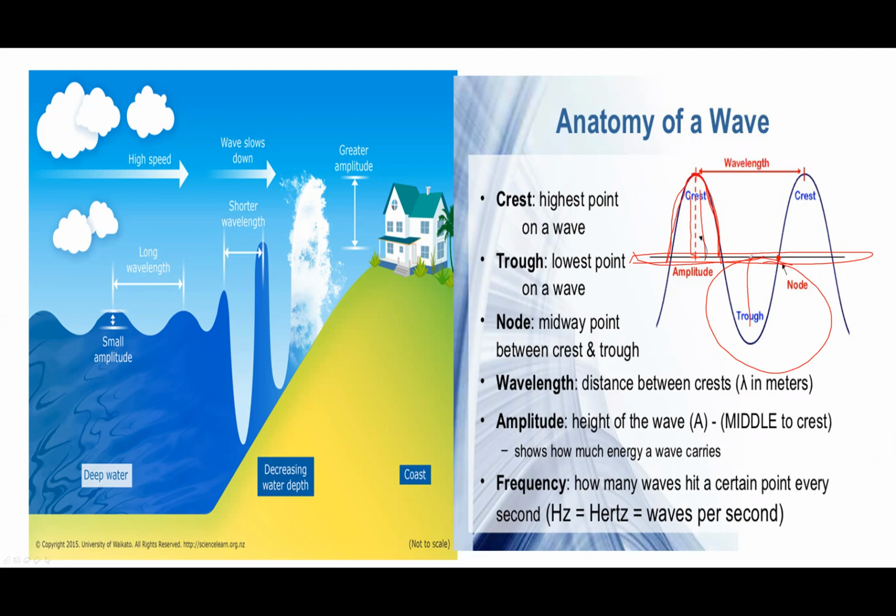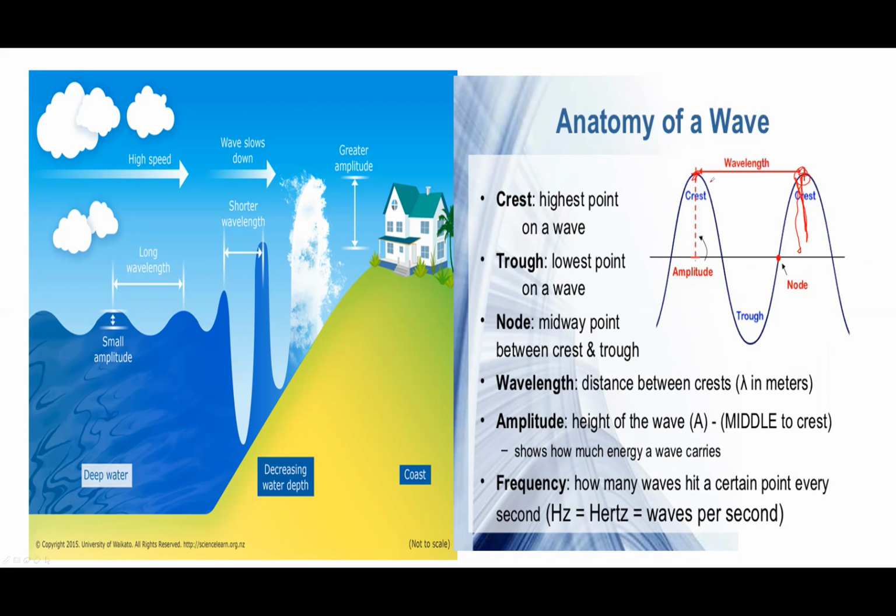Node: this point is called a node. The point at which amplitude is zero is called a node. And at this point and this point, the amplitude is maximum. So it is called an antinode.